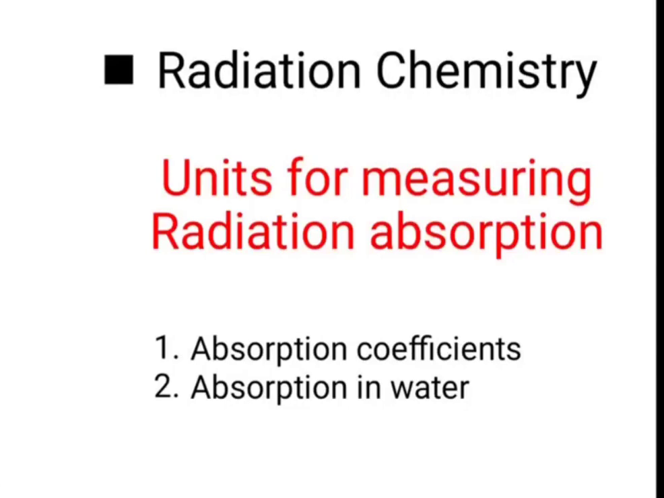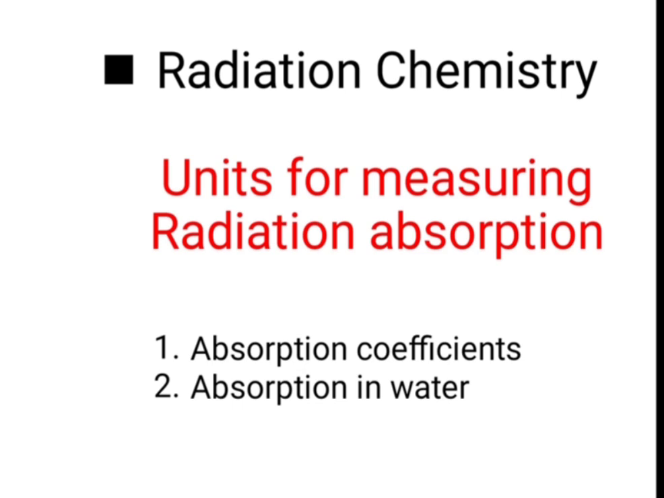Students, today we are going to see the point from radiation chemistry: units for measuring the radiation absorption. In this we will see 2 points, absorption coefficient and absorption in water, and in each we will see 4 sub-points. So let's start with the unit for measuring the radiation absorption.